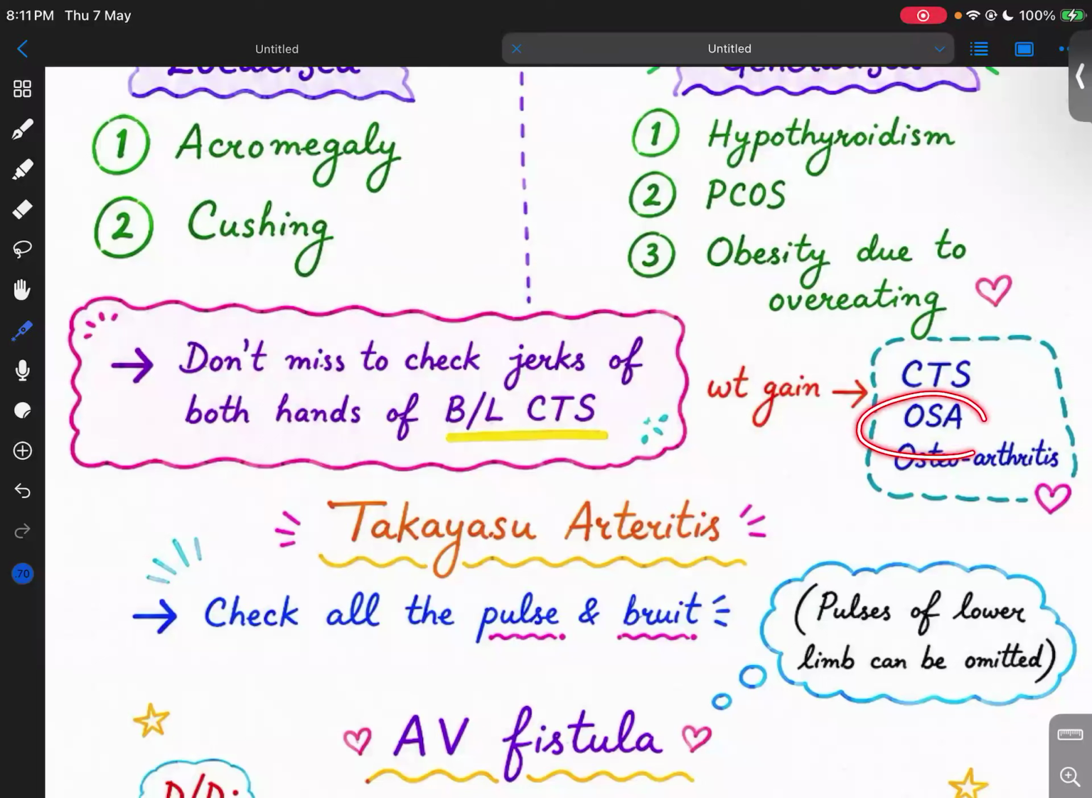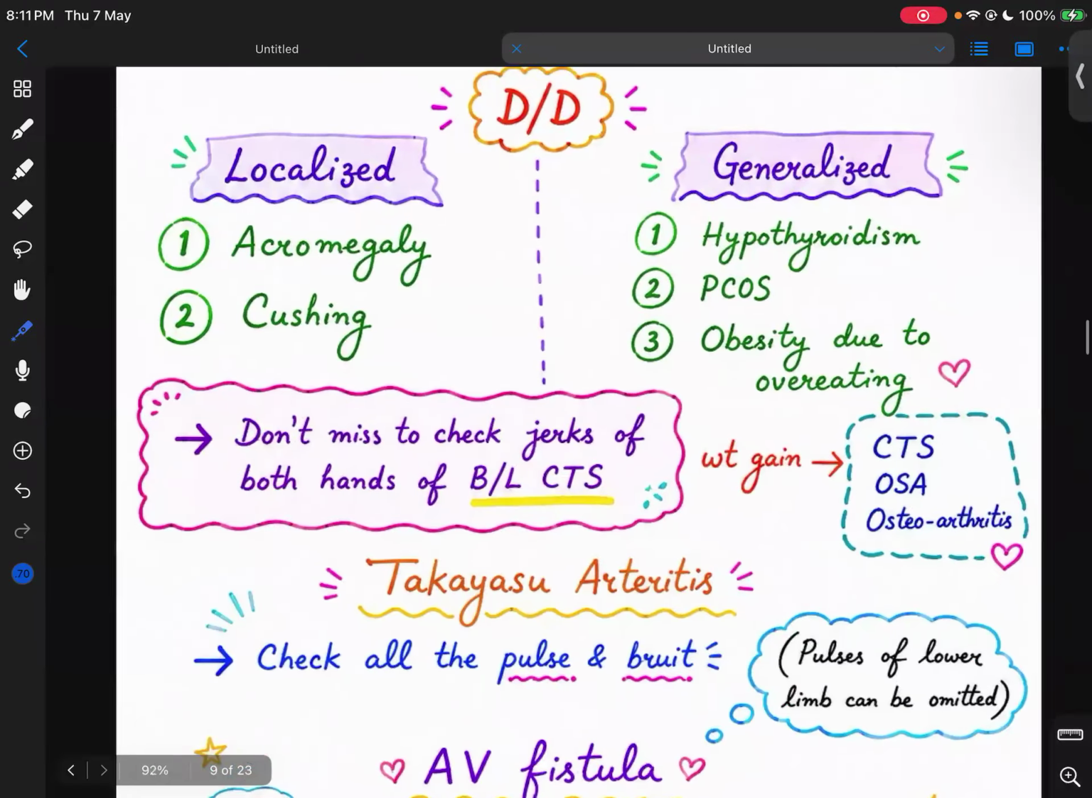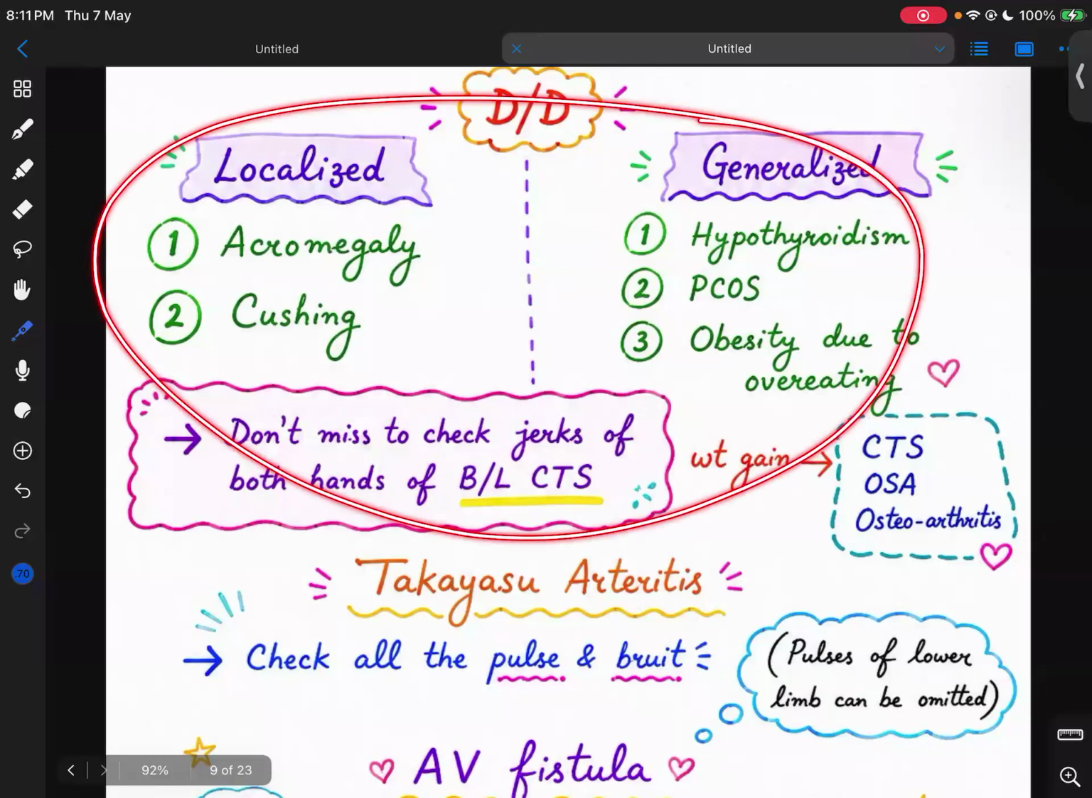For obstructive sleep apnea, we have to offer to measure the neck circumference. And if in the history the patient complains of obstructive sleep apnea, we also have to examine for the loud P2, that is evidence of pulmonary hypertension. To rule out the osteoarthritis, in the physical examination, we have to palpate the knee joints for crepitation. And that is all for carpal tunnel syndrome.